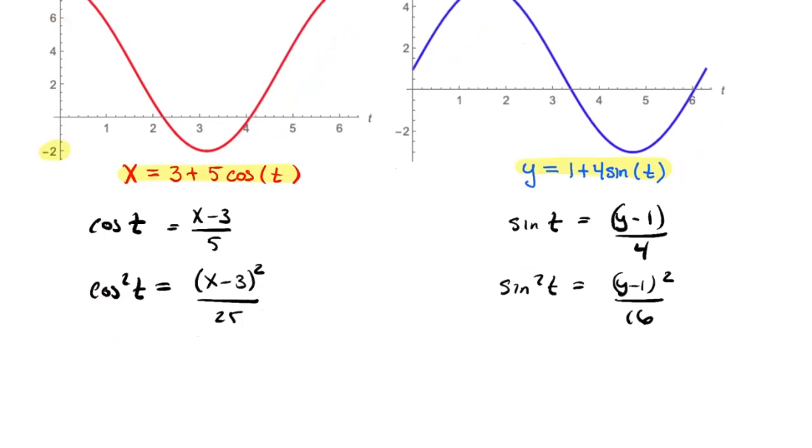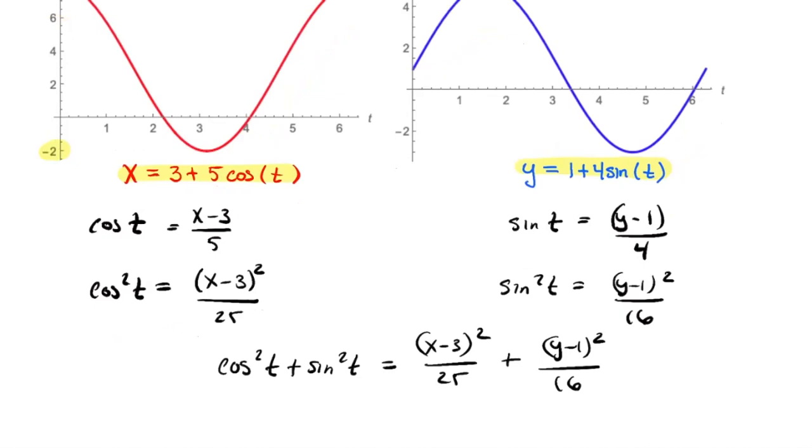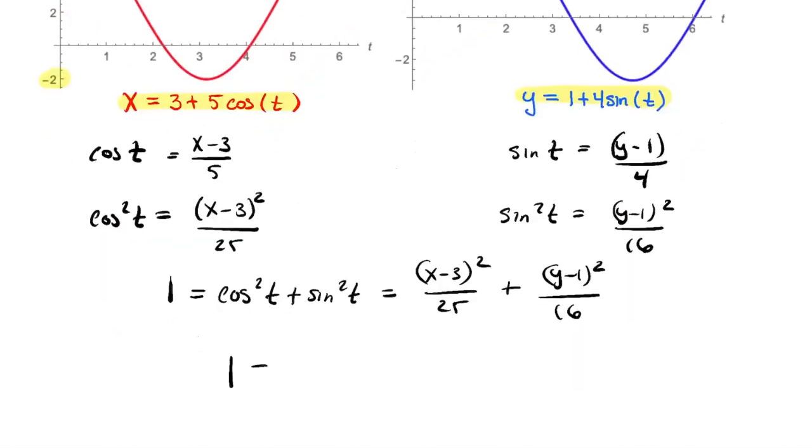And then I add those things together. So cosine squared plus sine squared is going to be what? (x minus 3) squared over 25, plus (y minus 1) squared over 16. But cosine squared plus sine squared is 1. That's why I isolate them before I square. So if I put all that together and try to make it look pretty, I get the direct relationship between x and y.